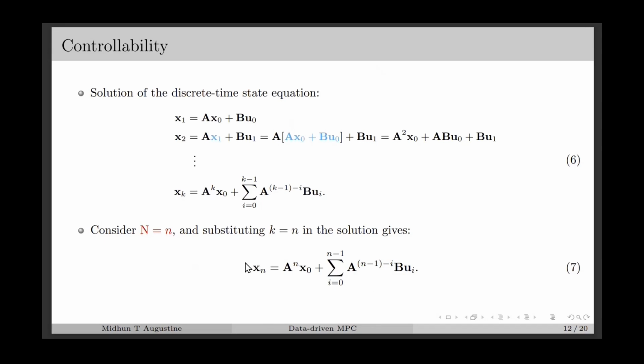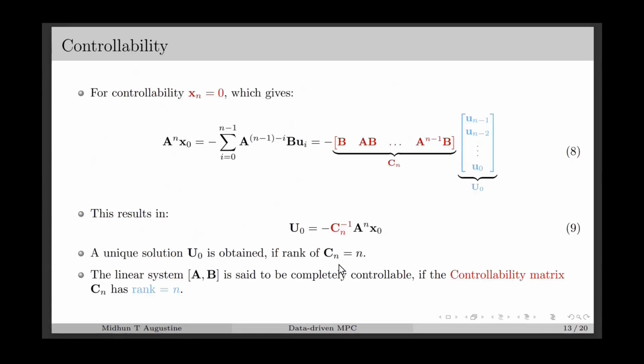From the definition of controllability, we need to find a control sequence that can drive the system to the origin. In other words, if we replace this xn with 0, there should exist a control sequence. Substituting xn equal to 0, we obtain A raised to n x0 should be minus of this term, which can be represented as in equation 8, where A raised to n x0 is obtained as the product of this matrix and this control input sequence.